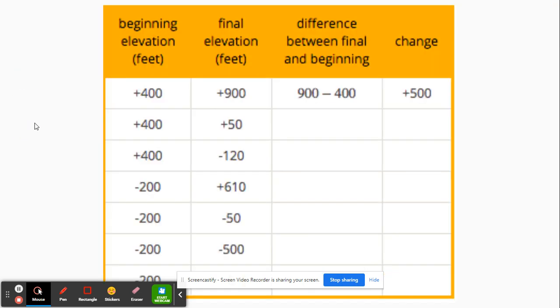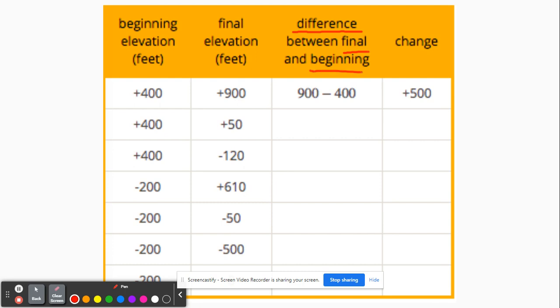And we're going to work on finding the difference. So remember, the difference means subtraction. So the word difference in math means subtraction. And this says find the difference between the final and the beginning.